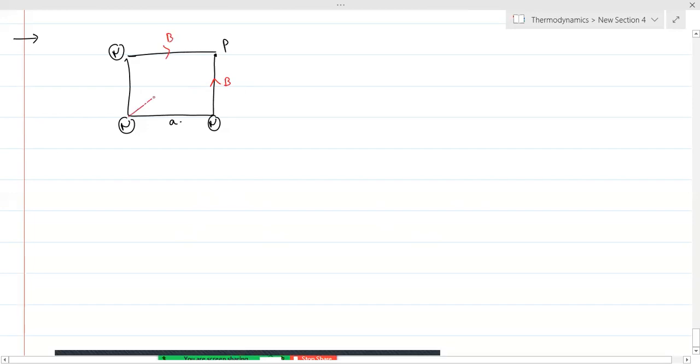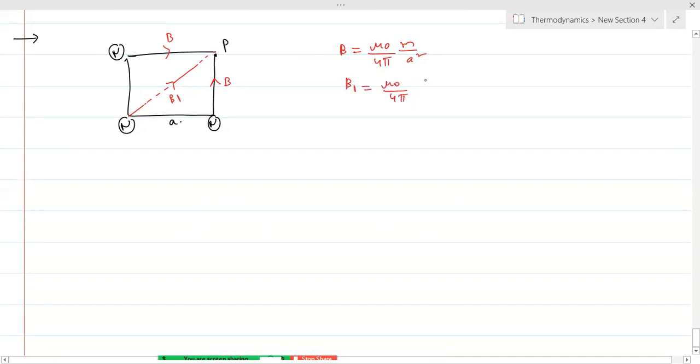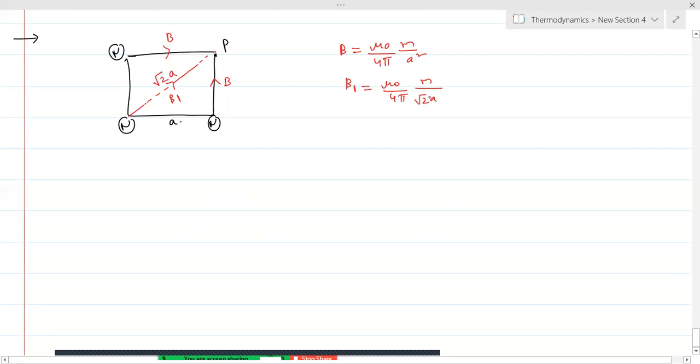And let us take this as B1. First I am writing the expression for B equivalent to mu naught by 4 pi into m by distance whole square, that is A square. And also B1 is nothing but mu naught by 4 pi into m, the pole strength, by distance, which will become root 2 A. So root 2 A whole square. By taking the above equation's help, we will write it as B by 2.